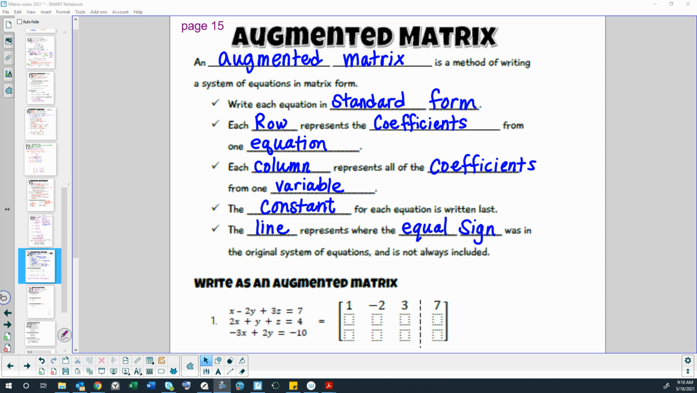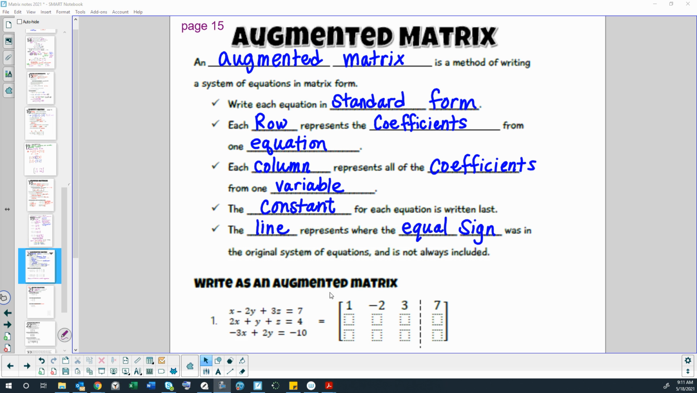So each row of our matrix represents the coefficients from one equation. Coefficients are the numbers next to the variables. And then each column represents the coefficients from one variable. So in this example, we have x, y, and z. The first column will be the coefficients on x. The second column will be the coefficients on y, and the third column the coefficients on z.